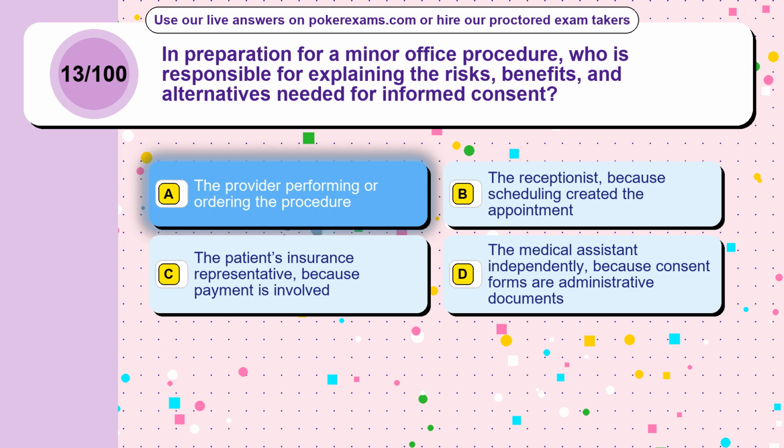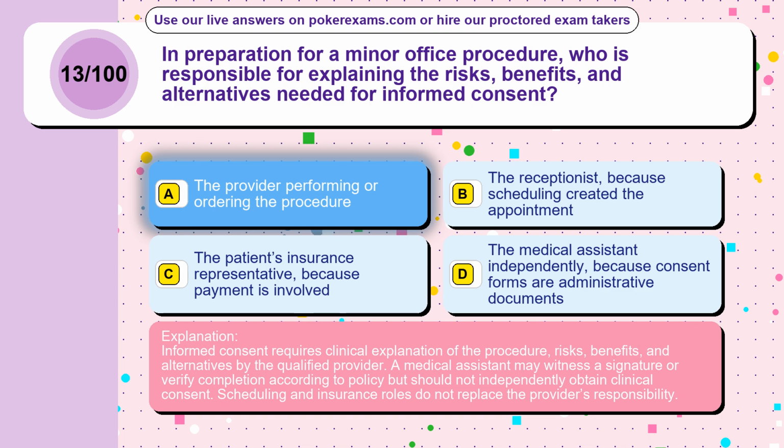The correct answer is option A, the provider performing or ordering the procedure. Informed consent requires clinical explanation of the procedure, risks, benefits, and alternatives by the qualified provider. A medical assistant may witness a signature or verify completion according to policy but should not independently obtain clinical consent. Scheduling and insurance roles do not replace the provider's responsibility.